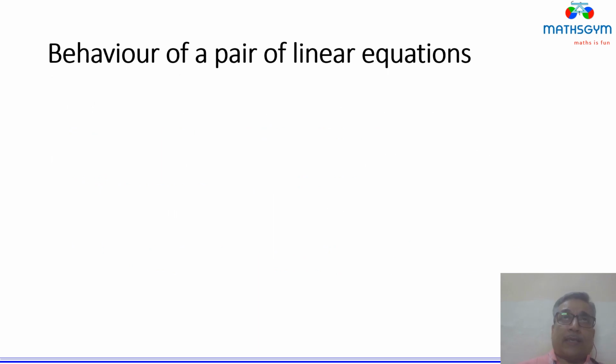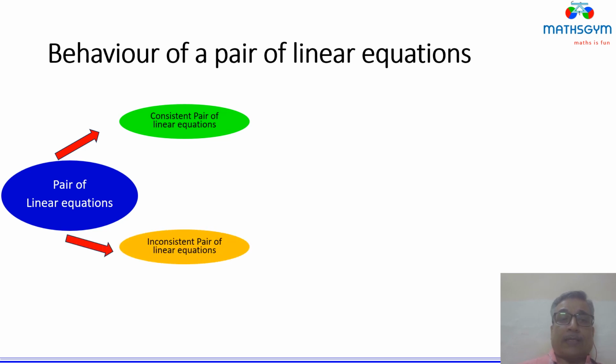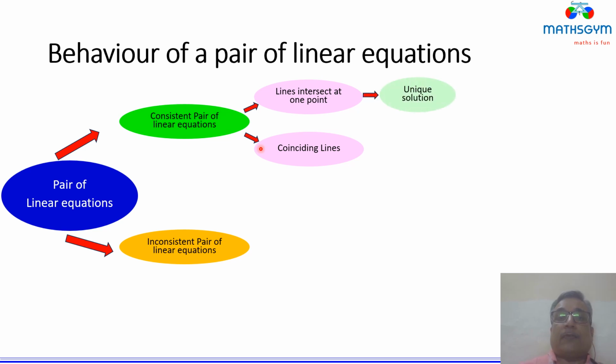Understand the same concept pictographically, it will help you put it into your memory effectively. A pair of linear equations can be a consistent pair or an inconsistent pair. And if it is a consistent pair, the lines may intersect at one point, or they may be coinciding lines. If it intersects at one point, it means it has a unique solution.